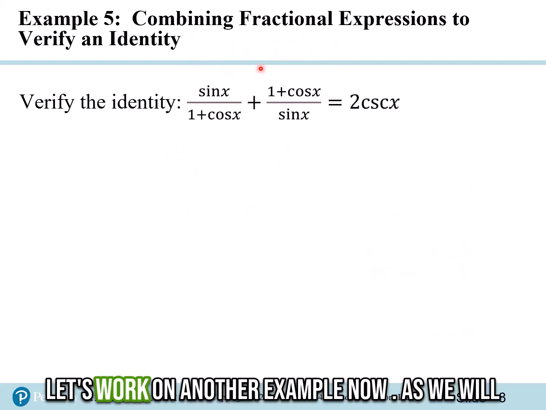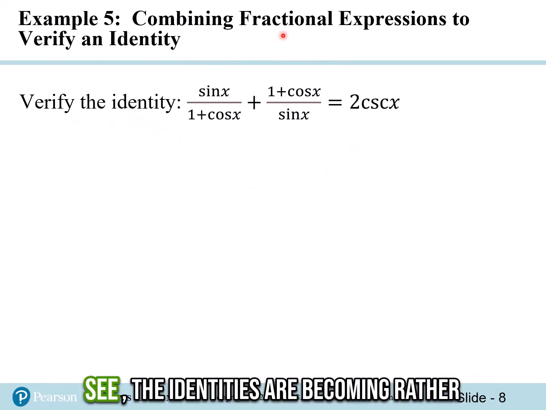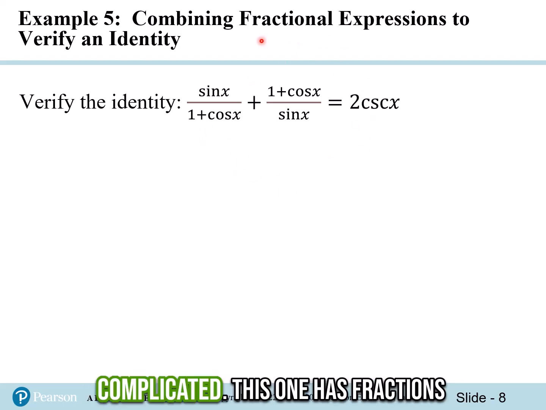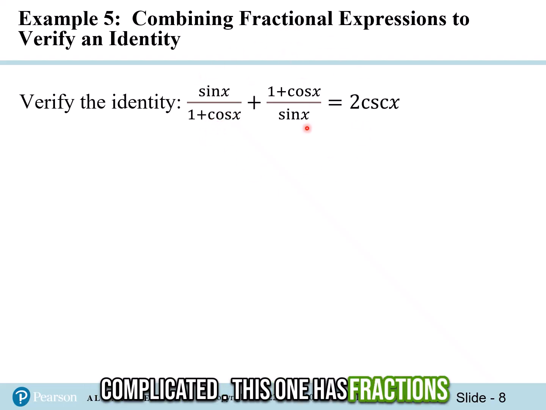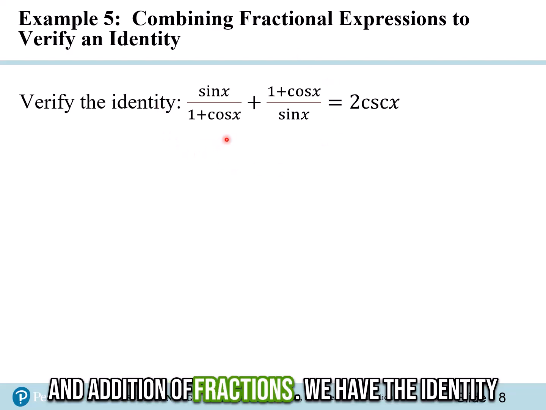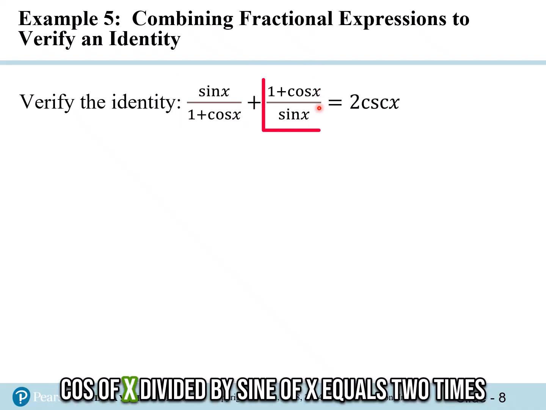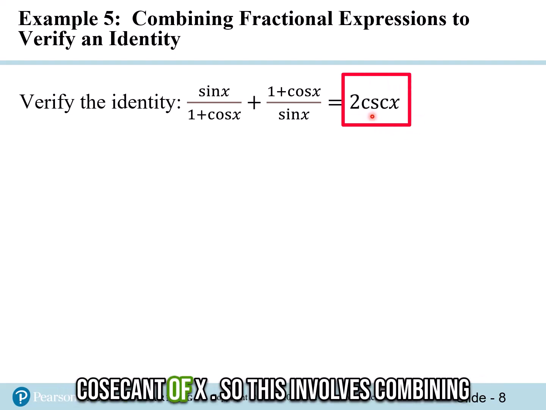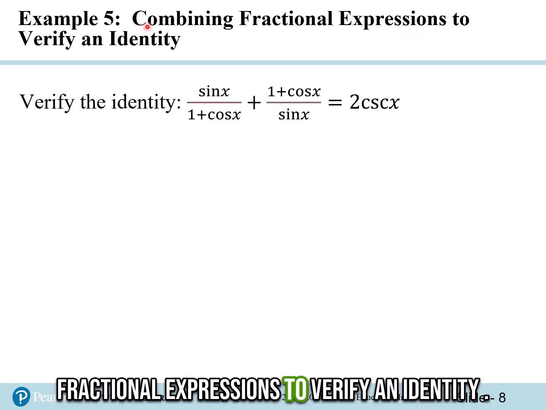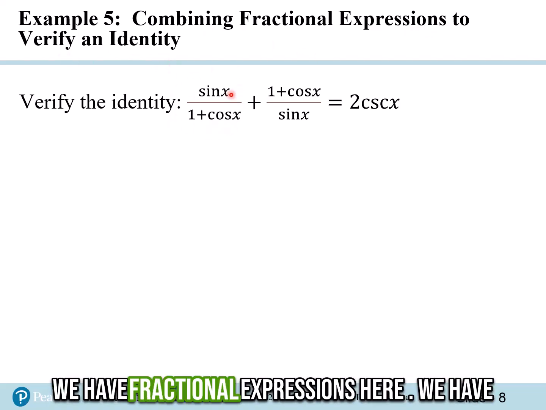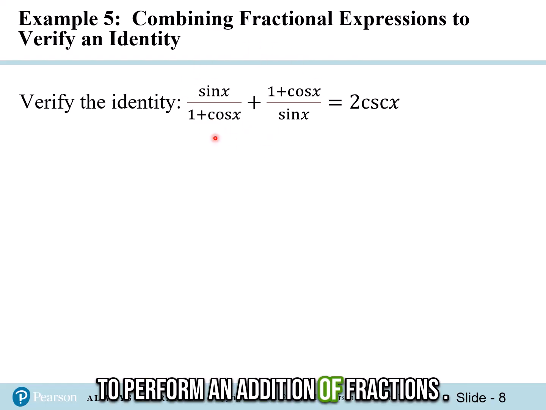All right. Let's work on another example now. As we will see, the identities are becoming rather complicated. This one has fractions and addition of fractions. We have the identity given to us as sine of x divided by 1 plus cos of x, plus 1 plus cos of x divided by sine of x, equals 2 times cosecant of x. So this involves combining fractional expressions to verify an identity. We have fractional expressions here. We have to perform an addition of fractions.